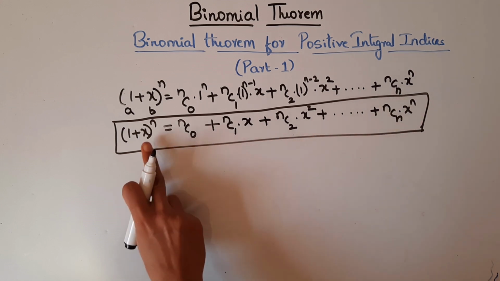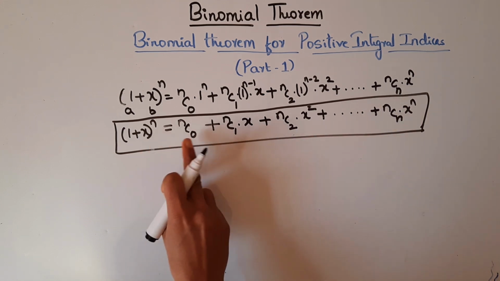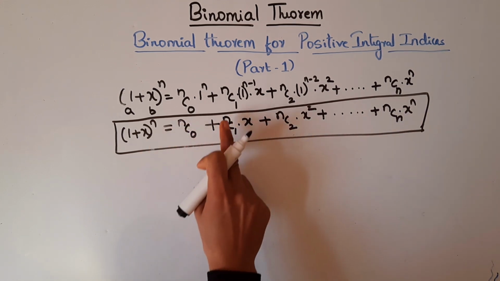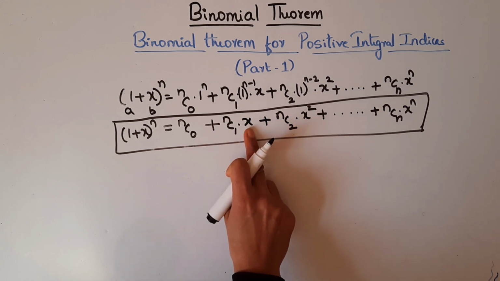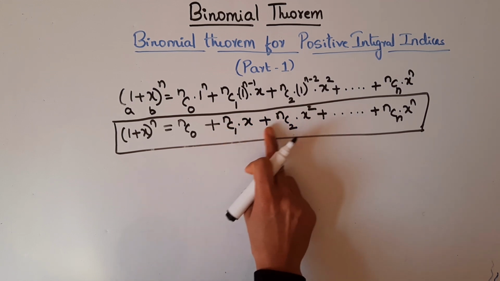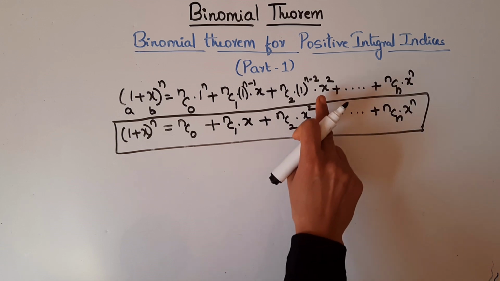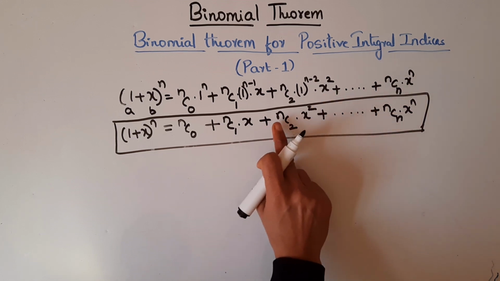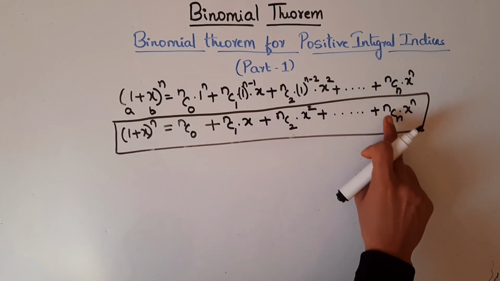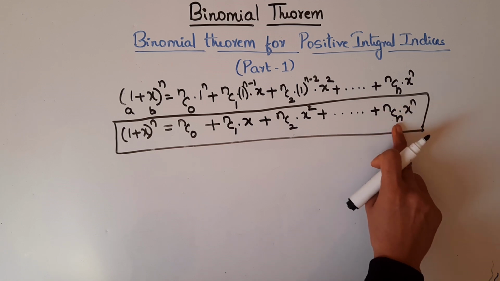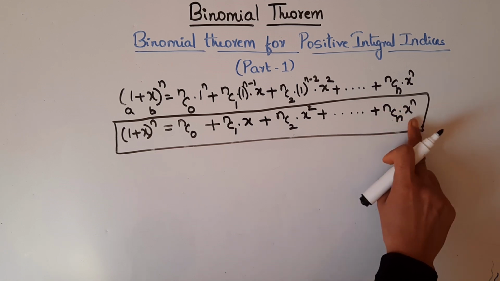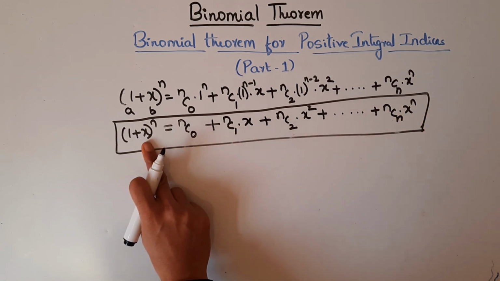So in this case, if you have x is equal to 1, then your expression will be NC0 plus NC1 into 1. So that will be NC1 plus NC2 into 1 power 2. 1 power 2 is 1. So we have NC2. And similarly here, it will end up with NCN when x is equal to 1. Okay? You just have to substitute.